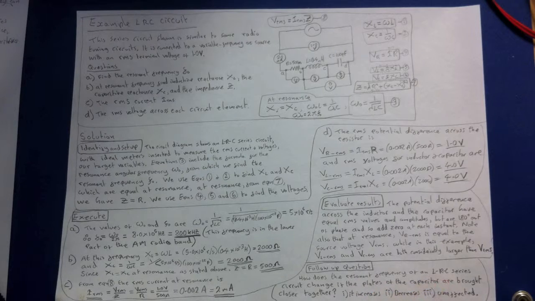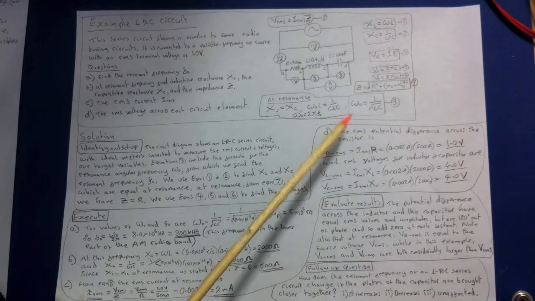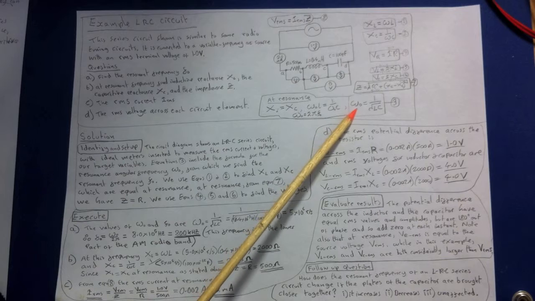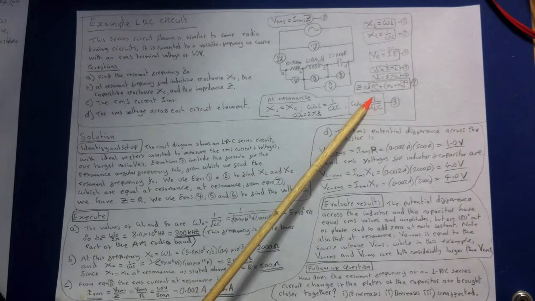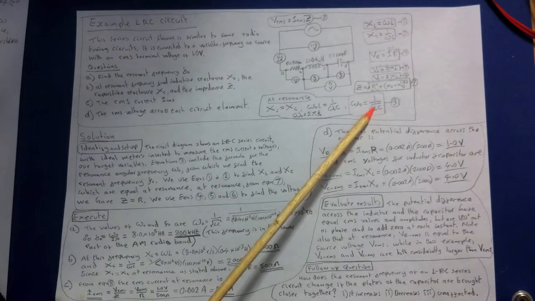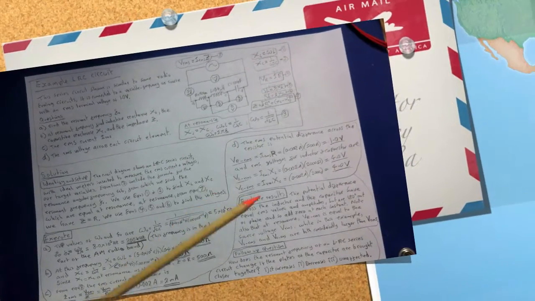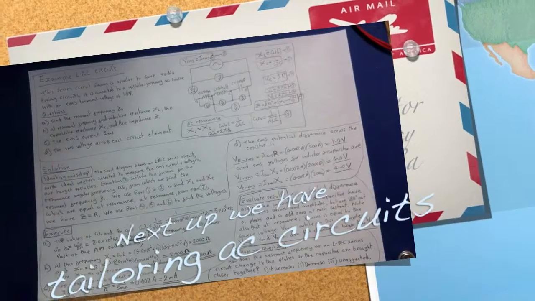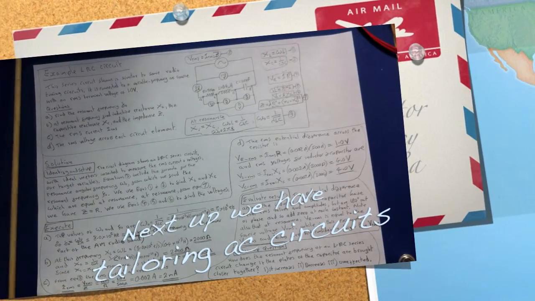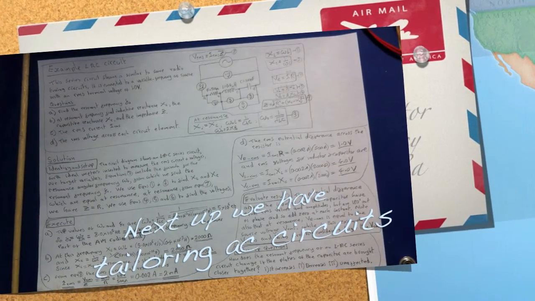Follow-up question: how does the resonant frequency of an LRC series circuit change if the plates of the capacitor are brought closer together? Well, that's easy. You can just go to this formula here. If C gets big, 1 over a larger number is going to give you a smaller number, so you can see that the resonant frequency is going to decrease. That's the follow-up question. And that's a really good example of resonance in an LRC circuit.